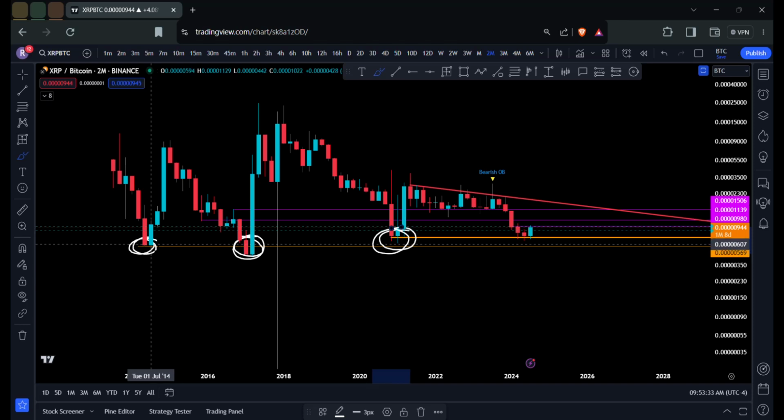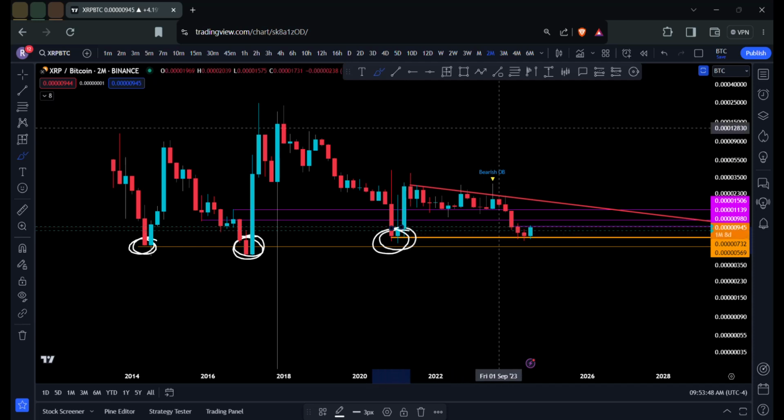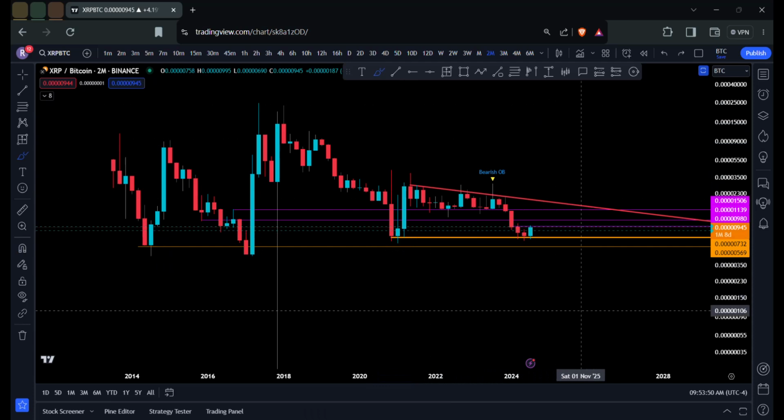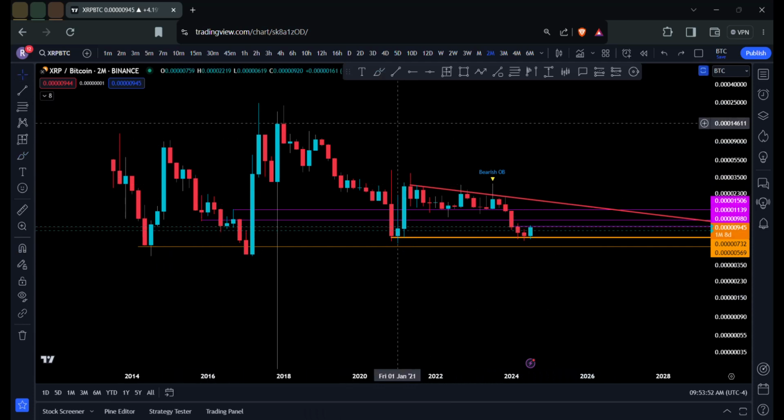So, July 2014 to November 2014. March 2017 to November 2017. January 2021 to May 2021. I don't need to look. I've looked 1,000 times. They've gone up. It's gone up a lot.